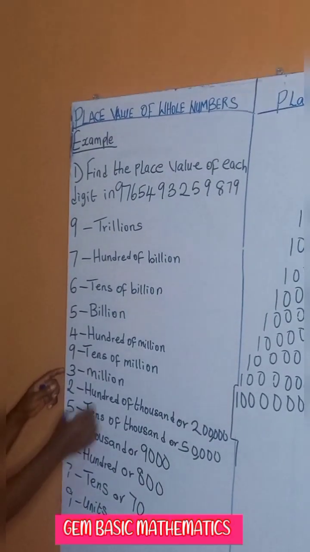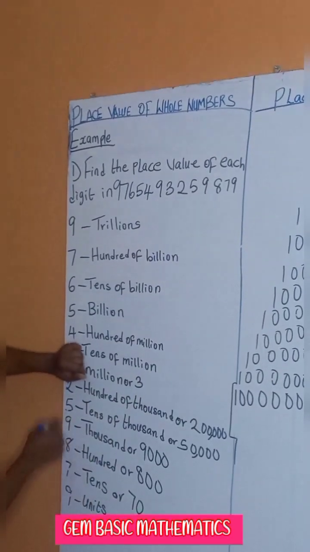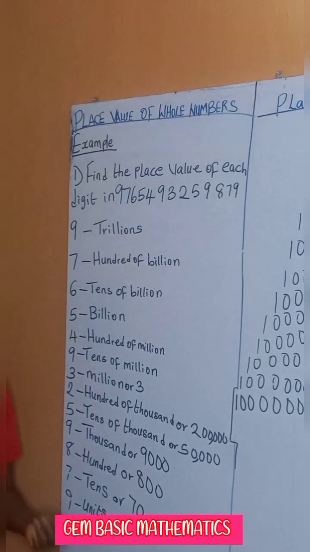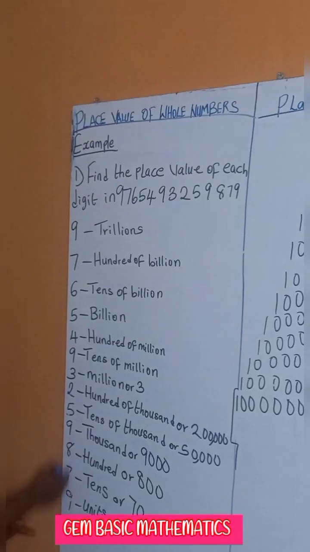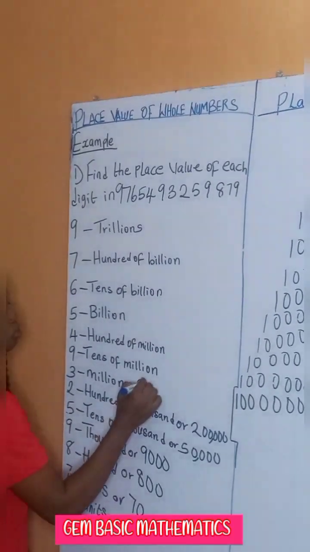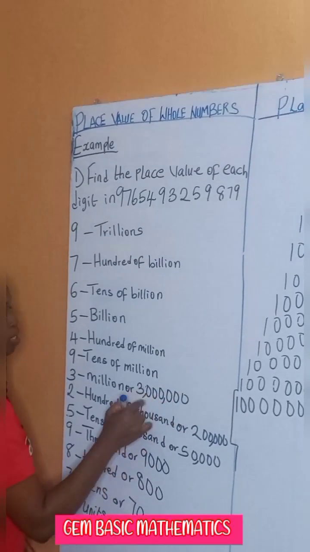The next one is this 3. Cover it. Count the numbers: 1, 2, 3, 4, 5, 6. Remember I told you in the previous class that 6 zeros represent million. So you have 6 here, and we assume that these numbers are zeros. So writing 1, 2, 3, 4, 5, 6 zeros, this is 3 million.